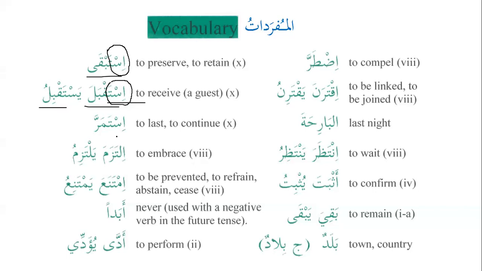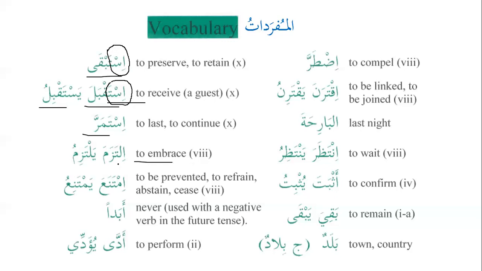Istamarra. Similarly here, what will be the root letters? Marra yamurru, excellent. And when it goes to verb form number 10, then it becomes istamarra yastamirru. That means to last or to continue. Iltazama yaltazimu, to embrace or to make something obligatory. So this is basically the verbs we have taken today.